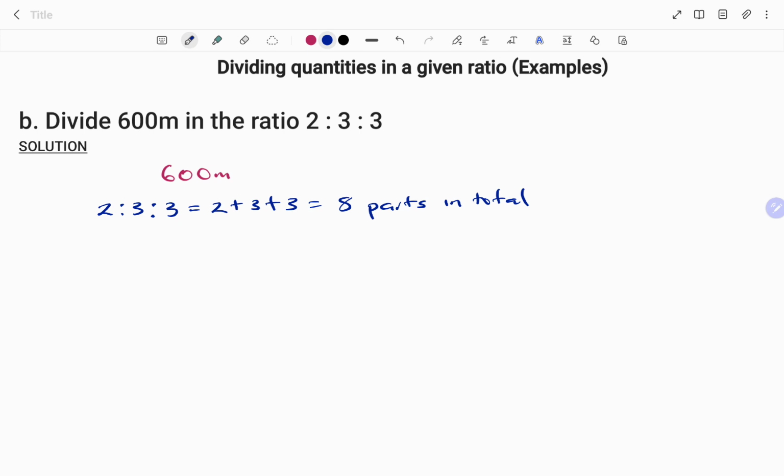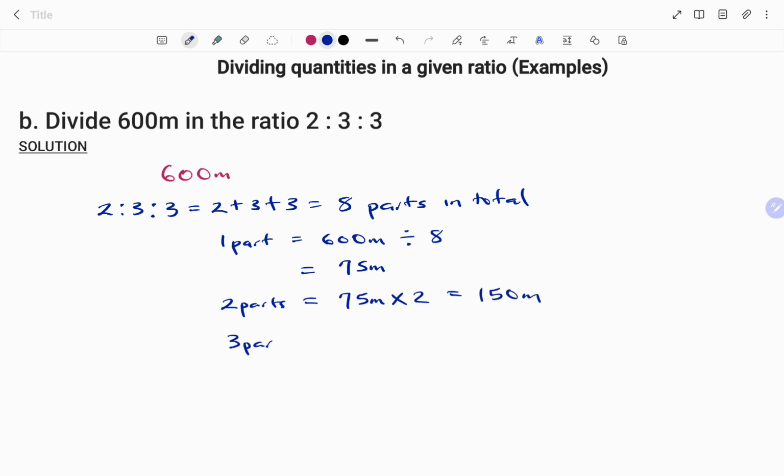And because we know that 600 meters is divided into 8 parts in total, we are going to find the value of one part, which is going to be the quantity we are trying to divide, 600 meters, divided by 8. 600 divided by 8 will give us 75 meters. That is the value of one part. Therefore, to get 2 parts from our ratio, we'll multiply the value of one part, which is 75 meters, times 2, and that is going to give us 150 meters.